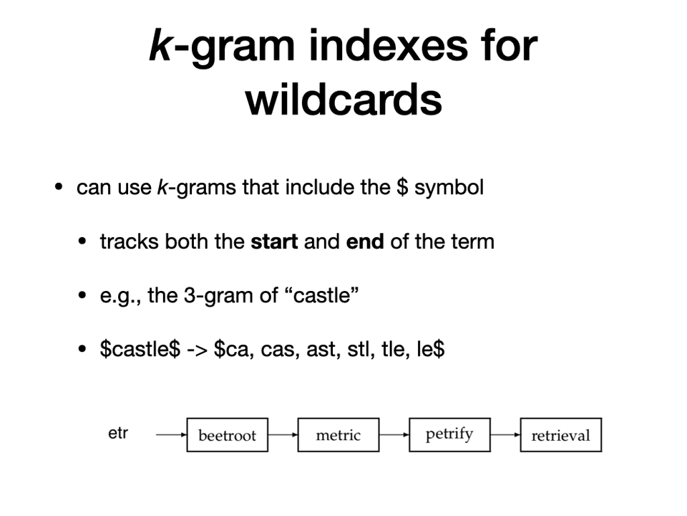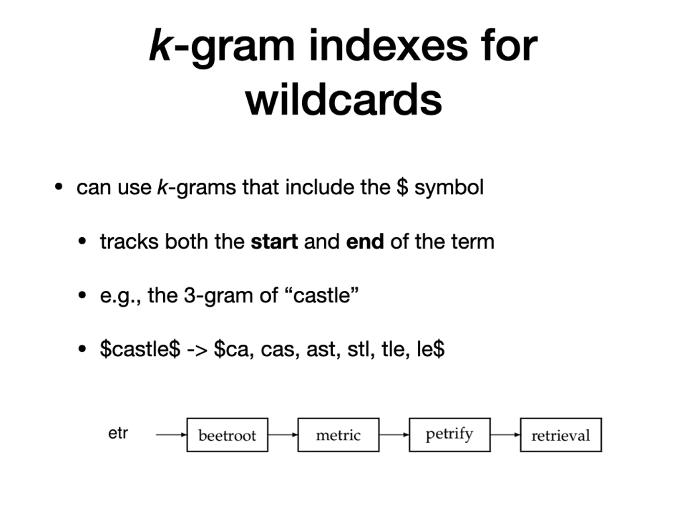So how do we do this? How do we make use of this in k-gram world? Well, we can include the dollar symbols as before, and we can use them to track both the start and end of a particular term. So if we were going to break castle up into 3-grams, we would have $CA, CAS, AST, STL, TLE, LE$.